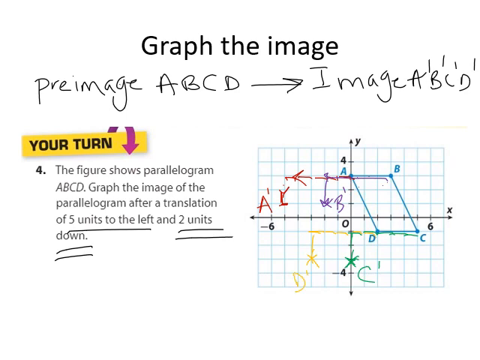Let's connect the points and get the result. Okay, let's connect them. So A prime and B prime are here. B prime, C prime, C prime, D prime, and D prime, A prime. That's the last step I do.